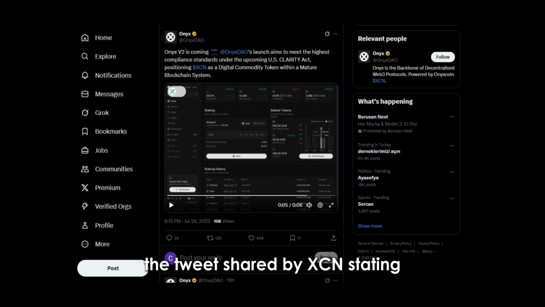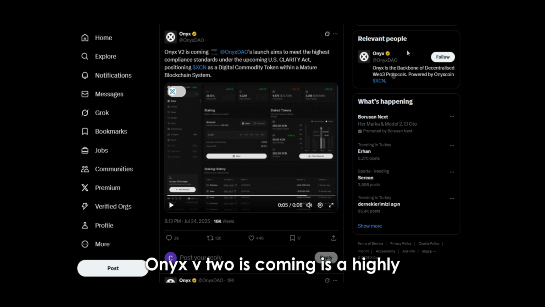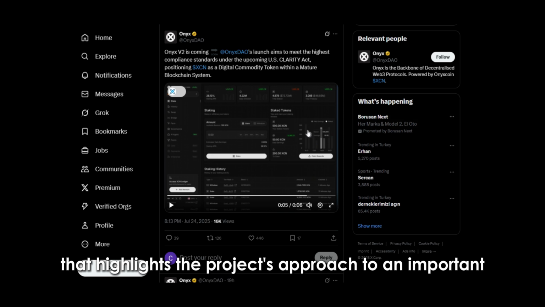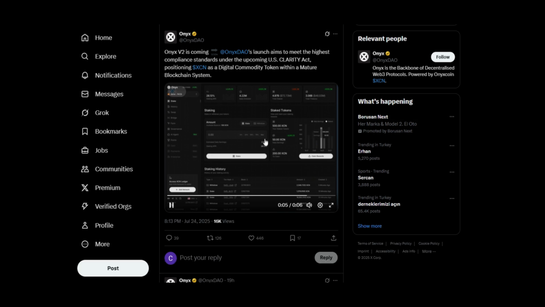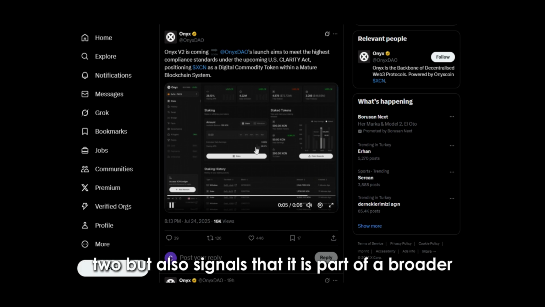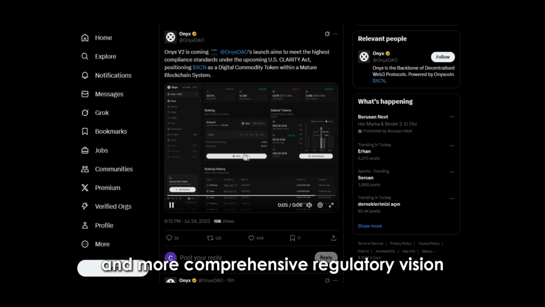The tweet shared by XCN stating Onyx V2 is coming is a highly strategic and attention-grabbing announcement that highlights the project's approach to an important upcoming update or milestone. This tweet not only announces the arrival of the system called Onyx V2, but also signals that it is part of a broader and more comprehensive regulatory vision.